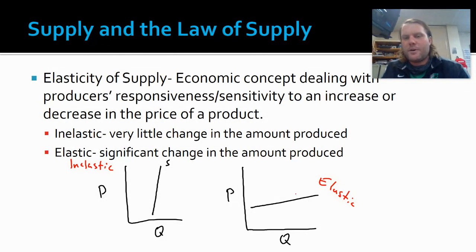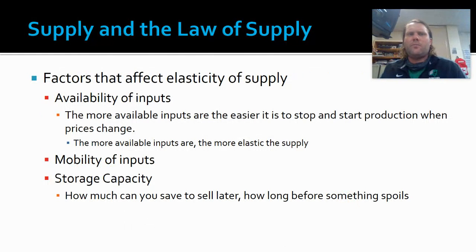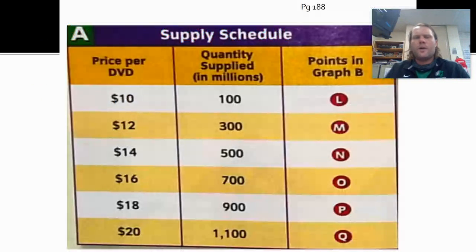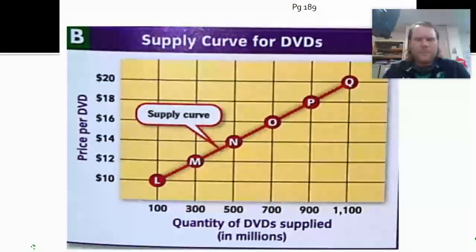Whereas if I'm selling toothpaste, toothpaste doesn't spoil. So if the price of toothpaste were to fluctuate and go way down, I could decrease how much I was trying to sell. There's not too much topic of conversation on the test about the elasticity of supply. We're not going to spend too much time on it, but I did want to touch base on it since we talked about elasticity of demand.